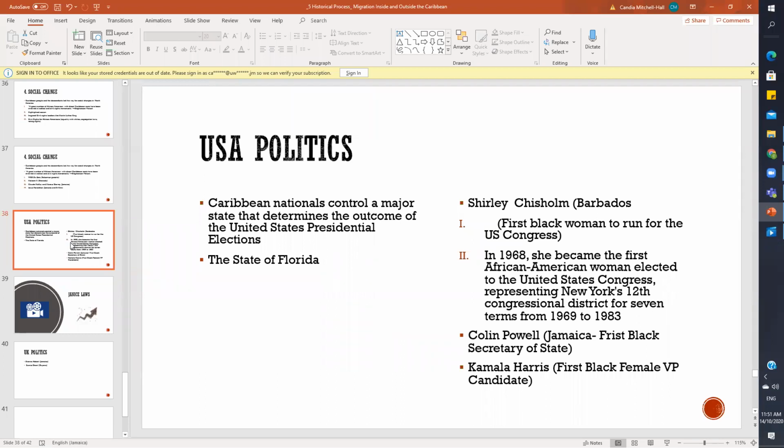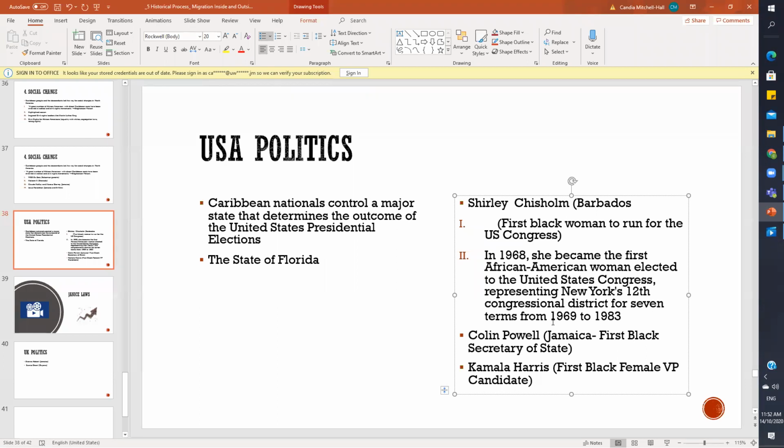Then the first Black Secretary of State in the US is Colin Powell. And now we have Kamala Harris. Her father is from Jamaica, first Black female vice president candidate. So we have been agents of change and we have represented well, whether people were born in the Caribbean or their children who were born in the US from Caribbean parentage, we have done well.